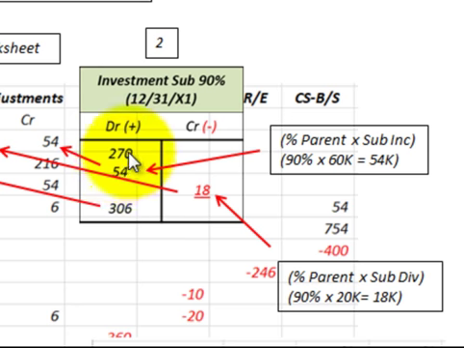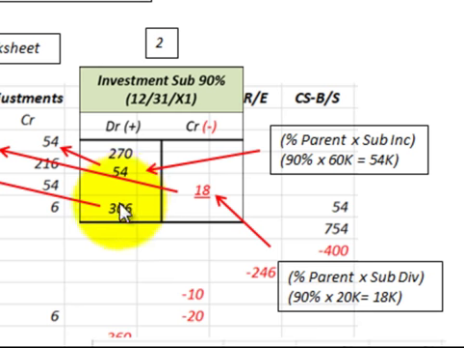Now how it got to $306,000 was the fact that the parent got 90% of the income of the subsidiary for the year of $60,000, and 90% was $54,000. So we debited that investment for that amount. And then the sub also declared a dividend of $20,000 for the year. So the parent got 90% of that, or we'd credit our investment for $18,000.